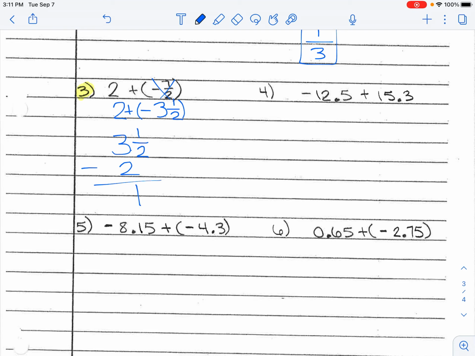So 3 minus 2 is 1. 1/2 minus nothing is 1/2. And in the problem, we had more negatives than positives. So that answer is going to be negative 1 and 1/2.